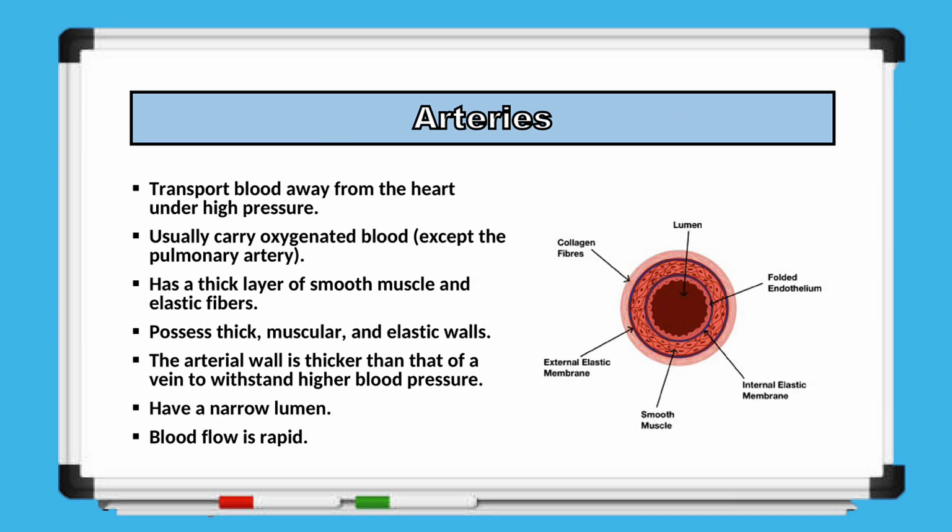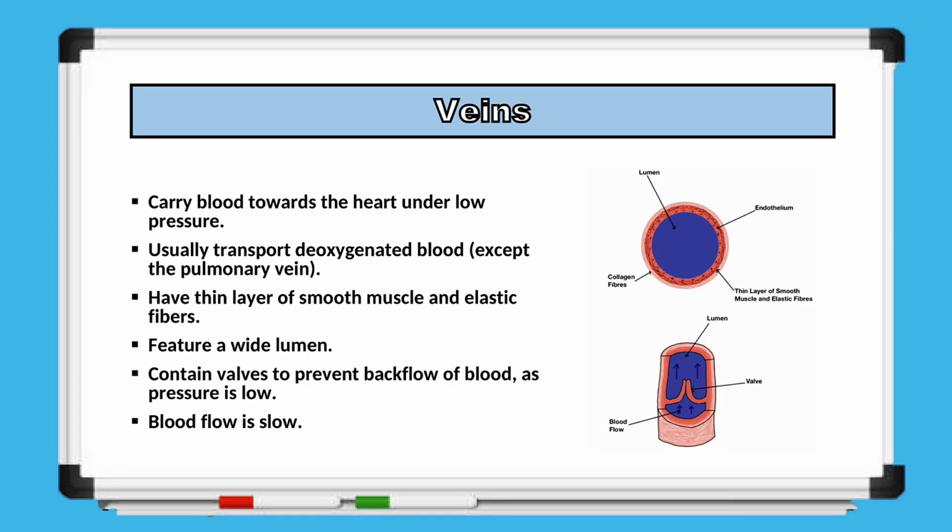Arteries are blood vessels that transport blood away from the heart under high pressure. They usually carry oxygenated blood, with the exception of the pulmonary artery. Arteries have thick walls made up of smooth muscle and elastic fibers, which make them stronger and more elastic compared to veins, allowing them to withstand the higher pressure of blood. The lumen of an artery is narrow, and blood flows rapidly through it. Structurally, an artery consists of several layers, including collagen fibers, a folded endothelium, an internal elastic membrane, smooth muscle, and an external elastic membrane.